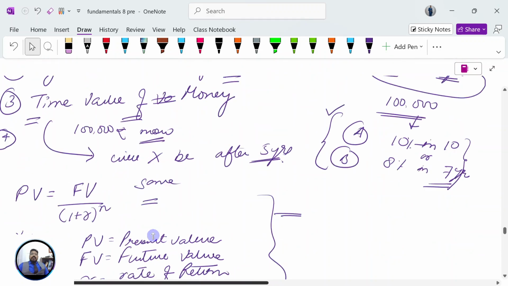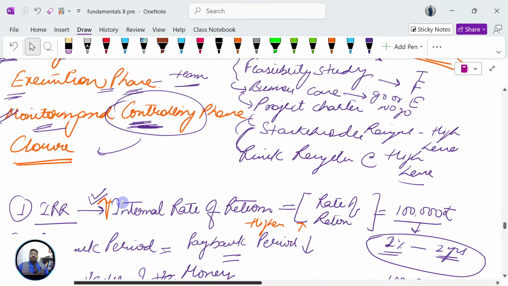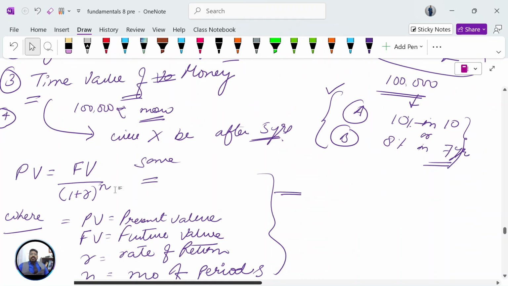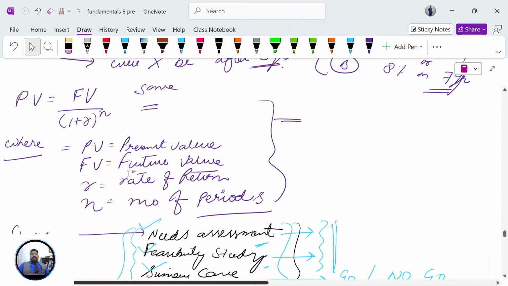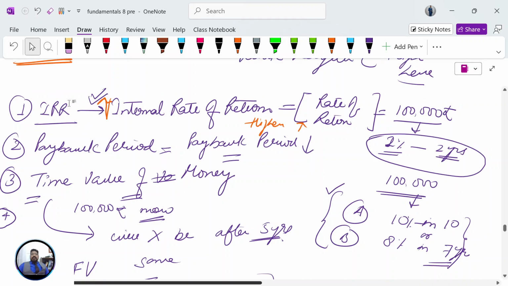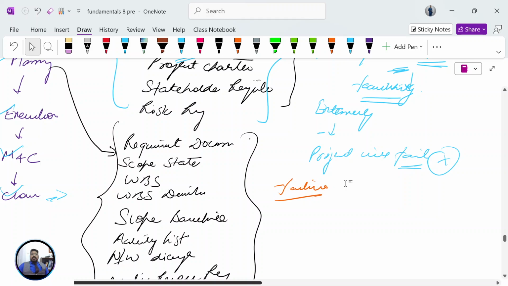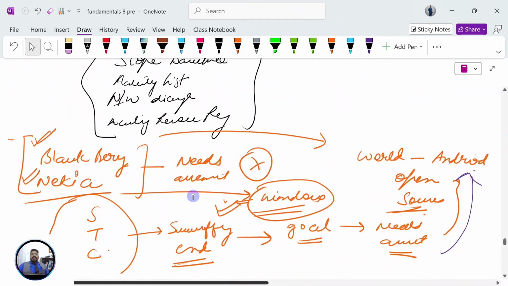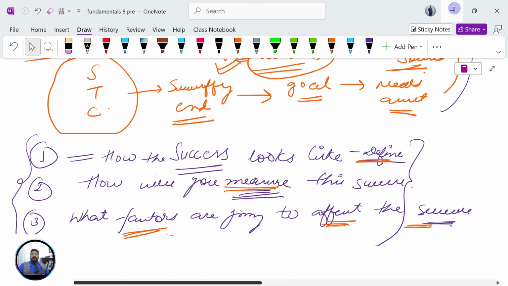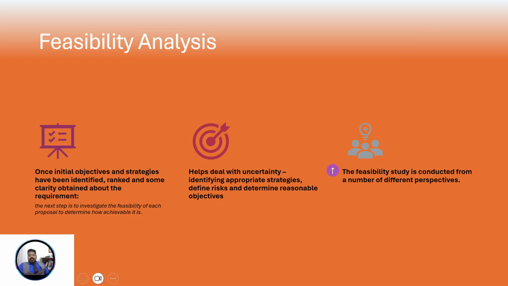So, okay, feasibility, as I've explained, major data, it is of three types: political, economical, and environmental. In economics, we calculate internal rate of return, payback period, time value of money. So these things are calculated. How to deal with uncertainty, identifying appropriate strategies, define risks, and determine reasonable objectives.